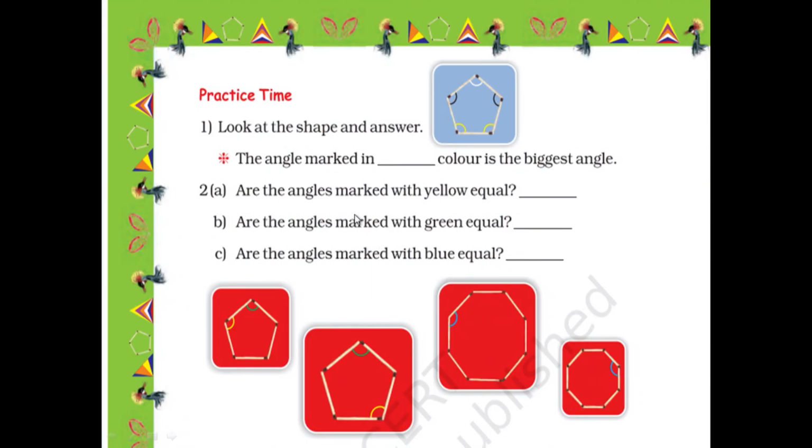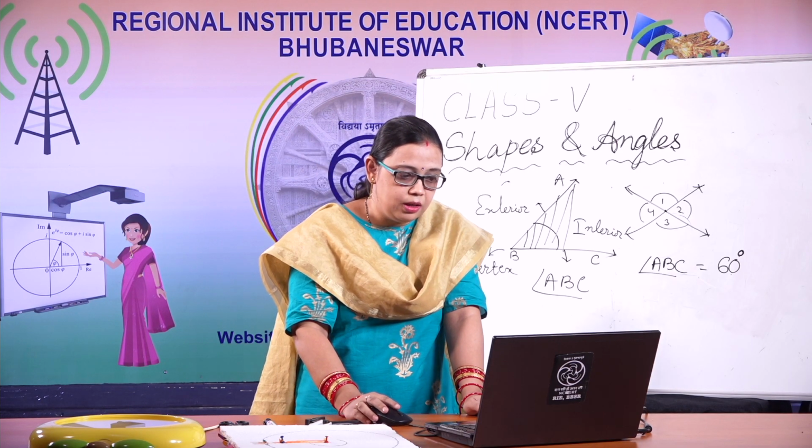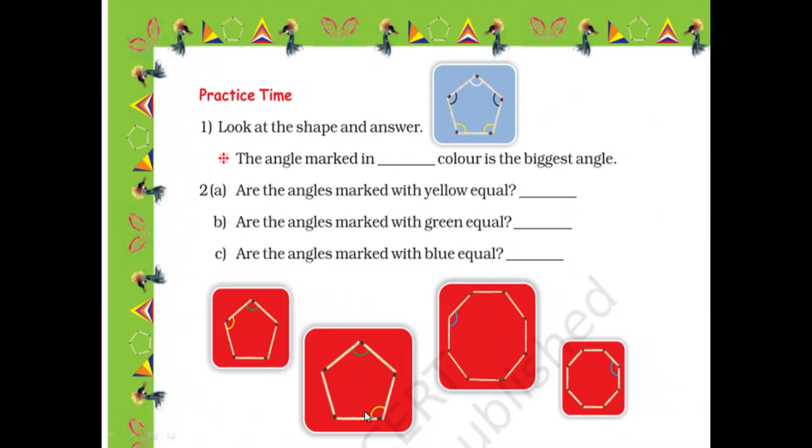Next question is, are the angles marked with yellow equal? See, this one yellow, this one yellow. Are they equal? Can you guess? Yes, they are equal. Can you tell me why? Because this is also a pentagon and this is also a pentagon. Here the angles are equal. Why they are equal? You will learn in your higher classes. Next, are the angles marked with green equal? See, they are also equal.